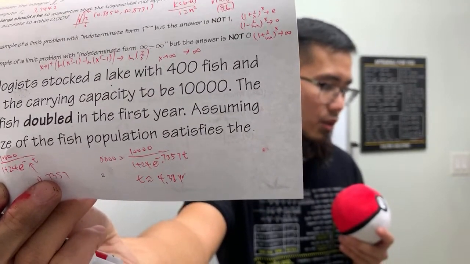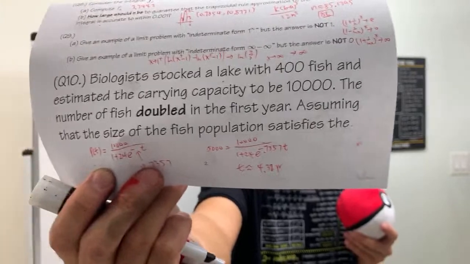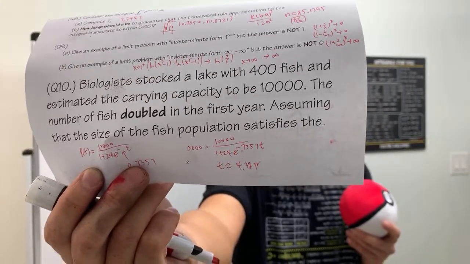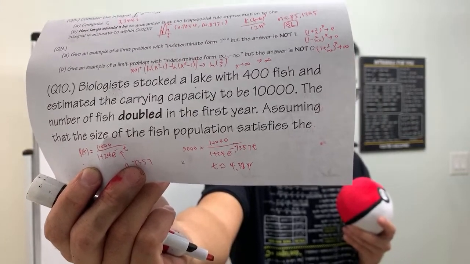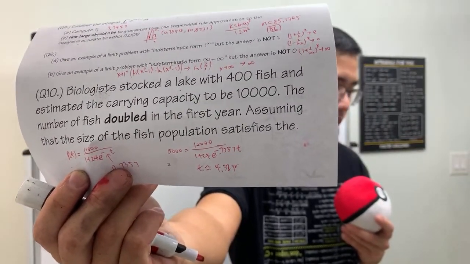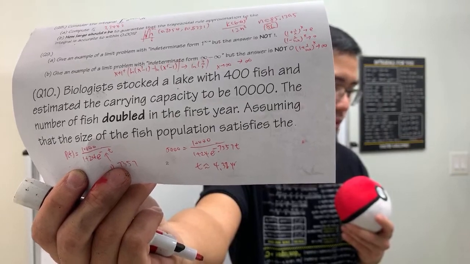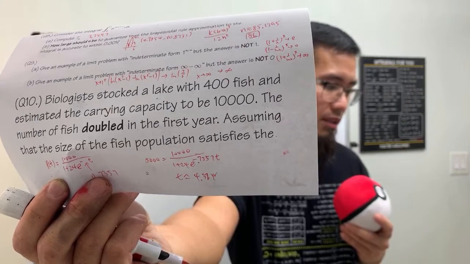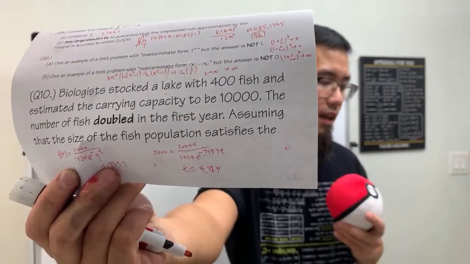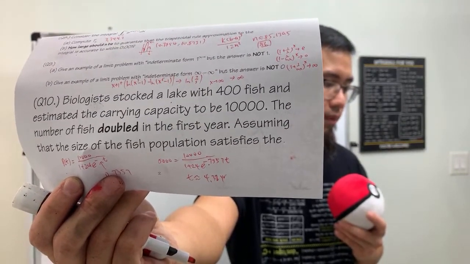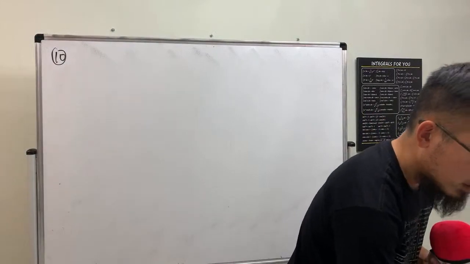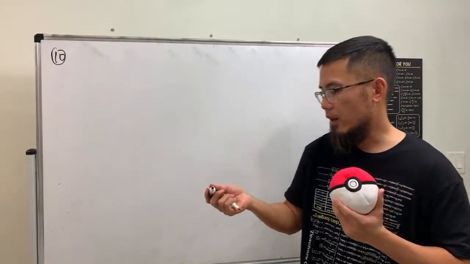All right, so you pretty much are putting fish into a lake, and initially you put down 400 fish, right? And then you estimated the carrying capacity to be 10,000, and after 1 year you have double the amount. Assuming you have a logistic differential equation, we would like to know the population of the fish. When will it get to 5,000?